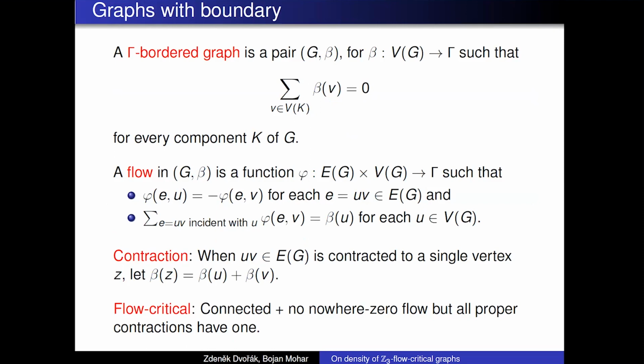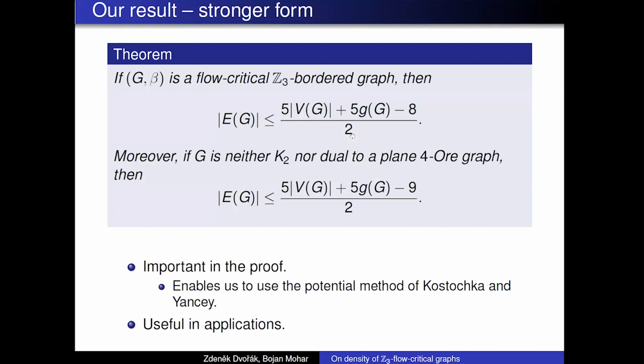And actually, we proved something slightly stronger. We proved a result for graphs with boundary, in the sense that you assign some boundary value to each vertex, which is the amount of flow that is created or lost in this vertex. And then in this setting, you can again naturally define the notion of contraction, where you contract two vertices, you sum up their boundary values. And then you can define the notion of flow criticality in the natural way, that it has no nowhere zero flow with this boundary, but all proper contractions have one. And it turns out that our result holds even in this case of graphs with boundary.